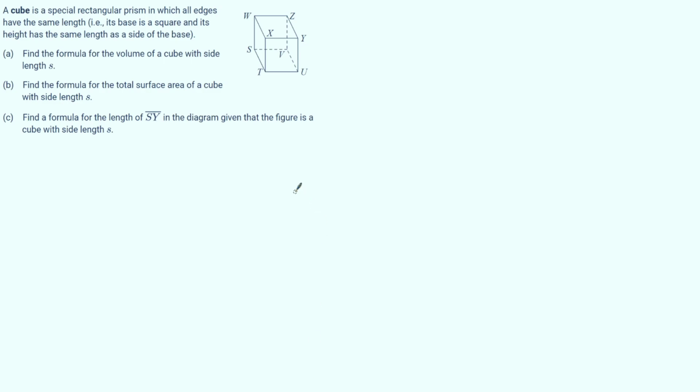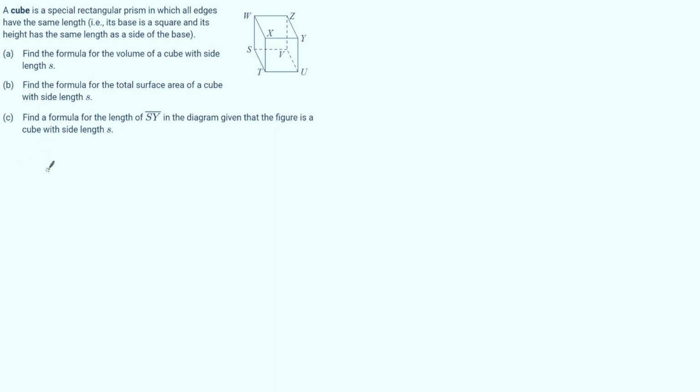Hello again. Now we're going to be working with cubes. So in our problem it says a cube is a special rectangular prism where all the edges have the same length. In each of these parts it says find the lengths in terms of s. I'm just going to be using x because my s's aren't great because I have bad handwriting. So it's just going to be easier to work with x.